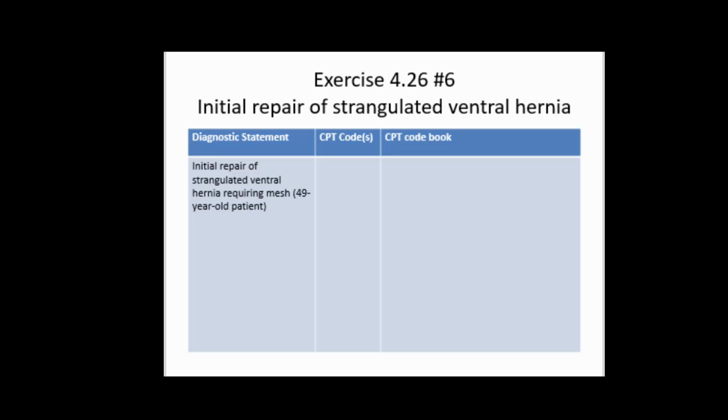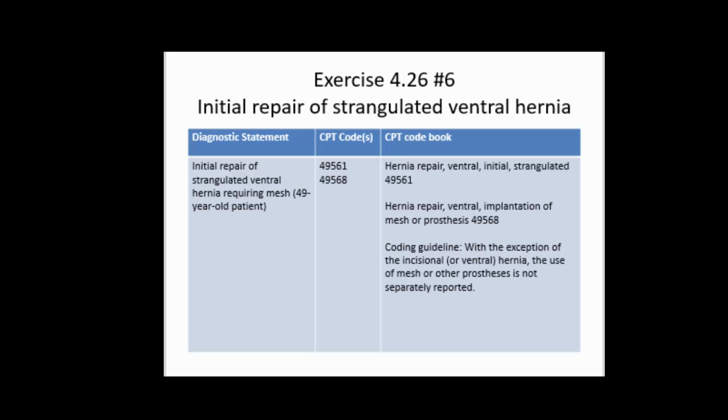The next exercise is initial repair of a strangulated ventral hernia, and remember that a strangulated hernia needs immediate surgery. Ventral requiring mesh, that is when the implantation of the mesh will be coded for the incisional and the ventral hernia repairs. And there we have the two codes, one for the strangulated hernia repair and one for the implantation of the mesh.